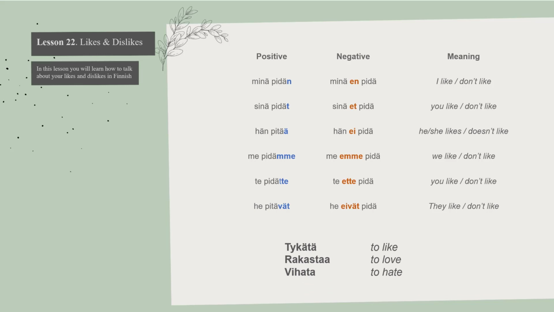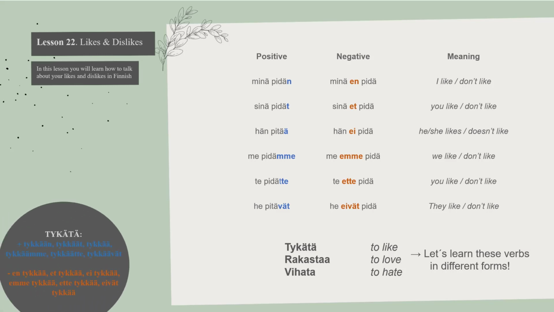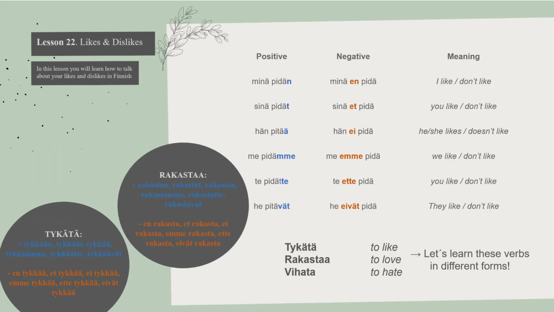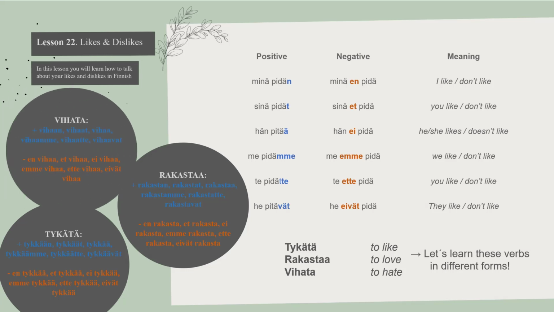Now, let's have a look at some other examples to see how these verbs conjugate. Tykätä. To like. Rakastaa. To love. Vihata. To hate. Let's look at some examples with different case endings.